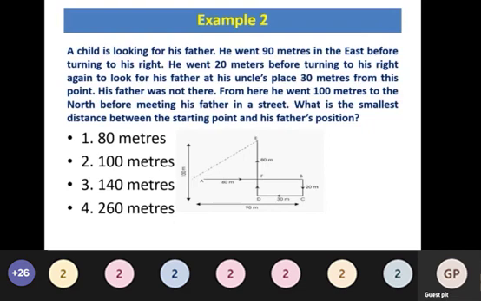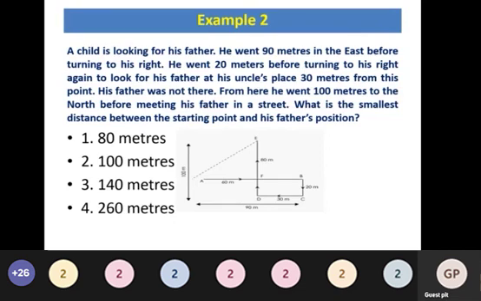The starting point is A and the father's position is E. So starting point, we can write A and the father's position is E. So the shortest distance we can write is A and E. So that is the solution. If you see, the movement of the child from A to E is shown in the figure. So clearly, the child meets his father at E. Now we have to find out the distance between A and E.